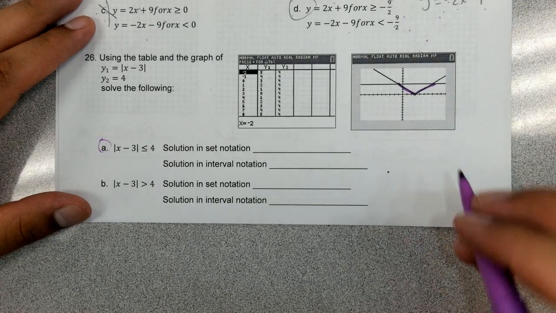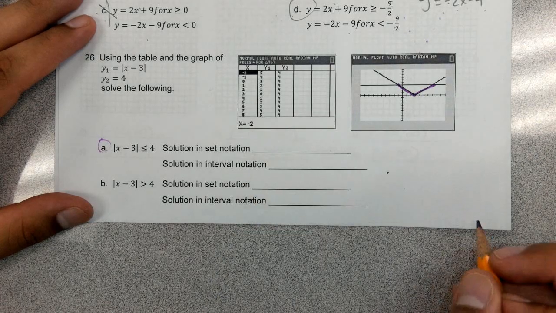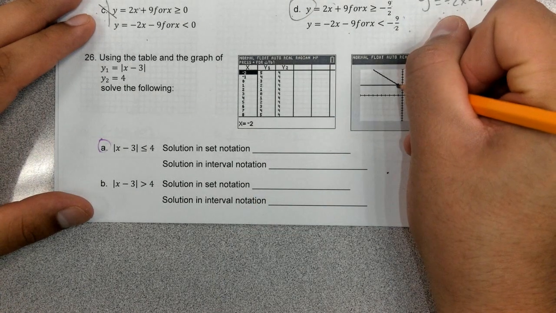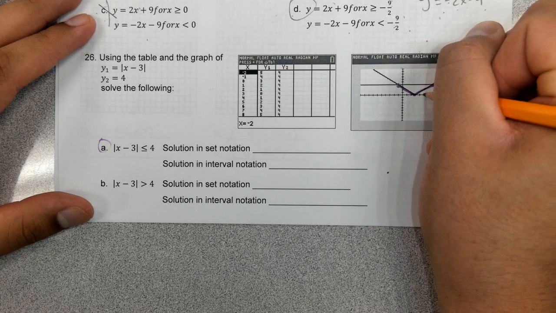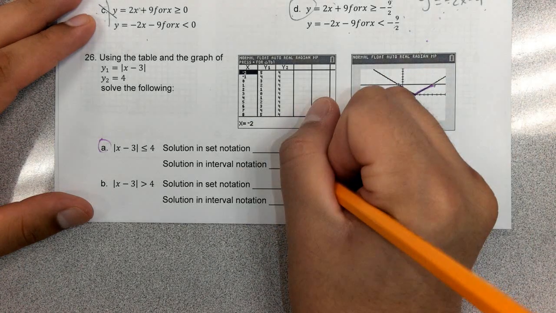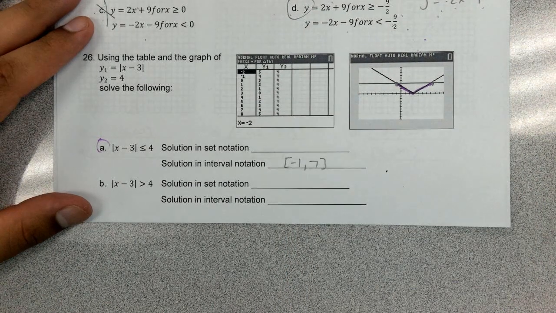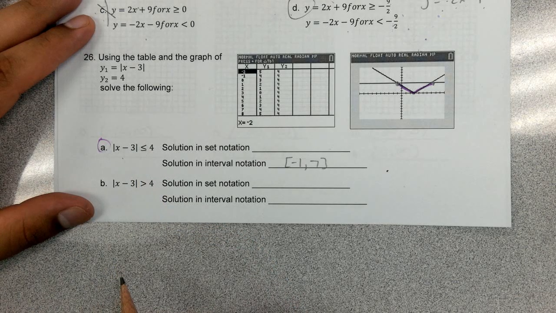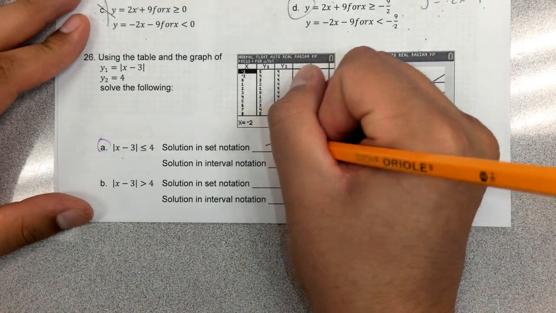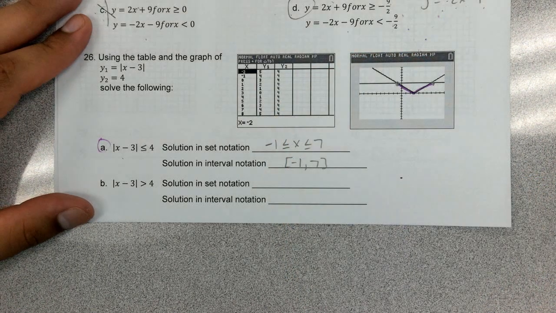So the solution set or set notation for this would be, well, here, let's do the interval notation first. So from negative 1 to, what is that, 1, 2, 3, 4, 5, 6, 7. So from bracket negative 1 to 7. That's where the solution set would be for when the absolute value is less than or equal to 4. Now the set notation would be from negative 1 less than or equal to x, less than or equal to 7.